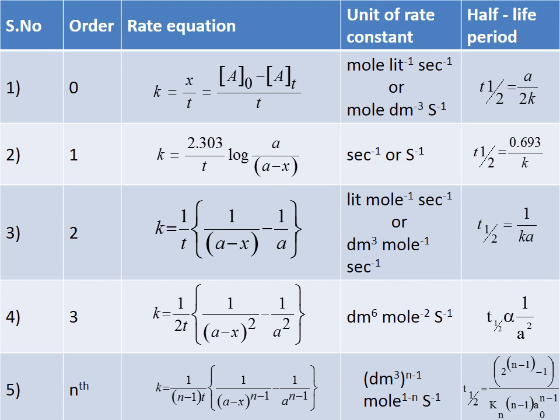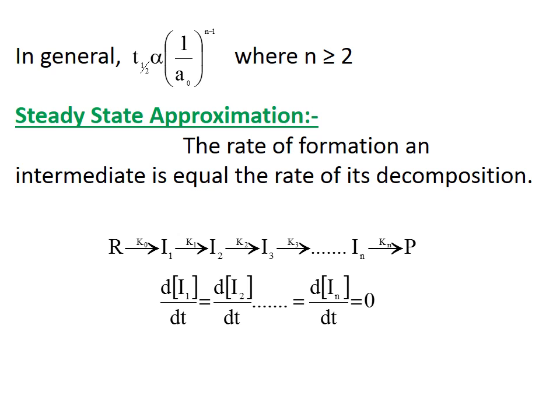and t half is 2 power (n minus 1) minus 1 divided by Kn into (n minus 1) A power n minus 1. You know the t half. Using this we can calculate the t half for 3 by 2, 5 by 2 order reactions. The tabular column is very important, and based on this tabular column you can expect more questions. In general, t half is directly proportional to 1 by A0 whole power n minus 1, where n is greater or equal to 2.